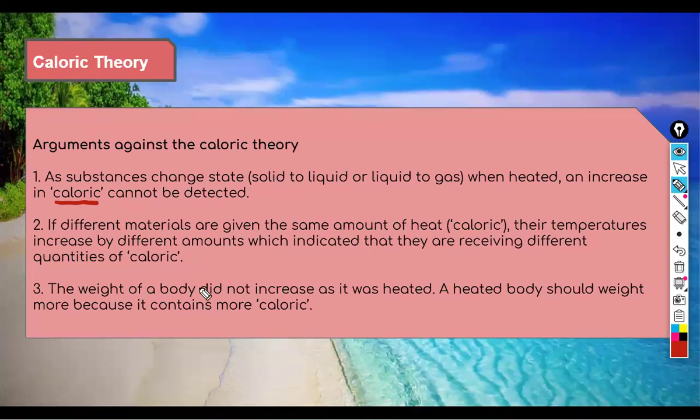Second, if different materials are given the same amount of heat or caloric, their temperature increased by different amounts, which indicated that they are receiving different quantities of caloric. Let me break that down simply for you. If you have a piece of iron, and you have a piece of wood, provided the wood doesn't actually catch fire. You could put it in fire and it might smoke up, but the whole thing won't burst into flames. So some wood is like that.